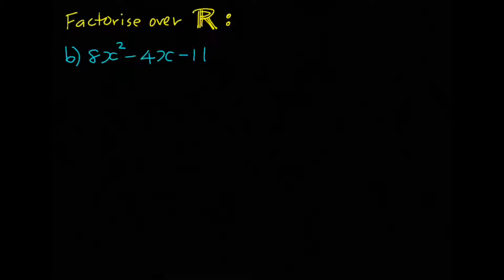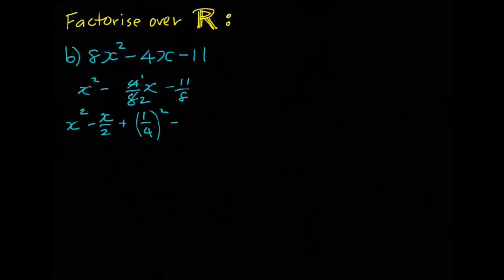We can't bring anything out the front there, but what we're going to have to do is divide everything by 8. So we've got x squared minus 4 on 8 x minus 11 on 8, and that's a half. Completing the square, we've got x squared minus x on 2 plus, we want to divide that by 2 and square it, so it's a quarter squared, and then we want to subtract a quarter squared, and then we continue on, carry on the 11 on 8.